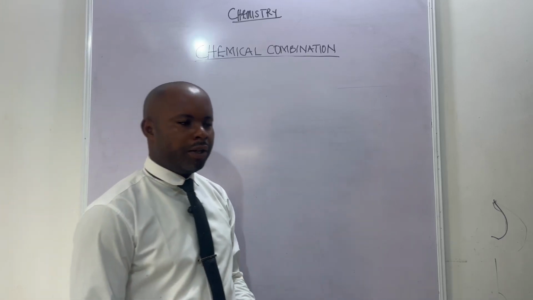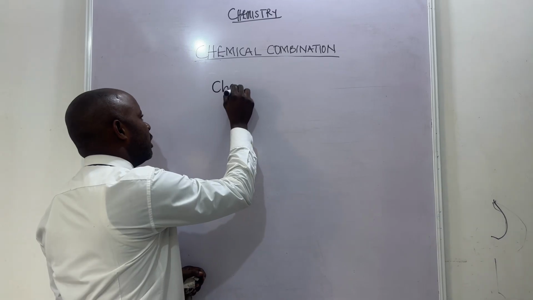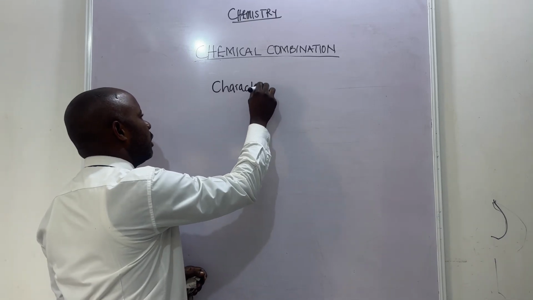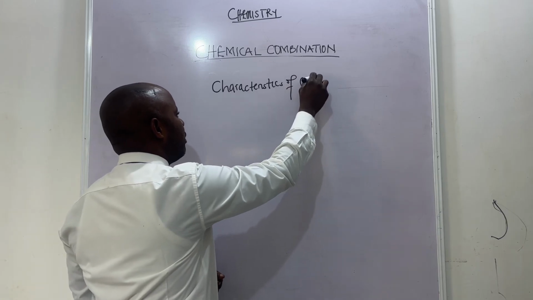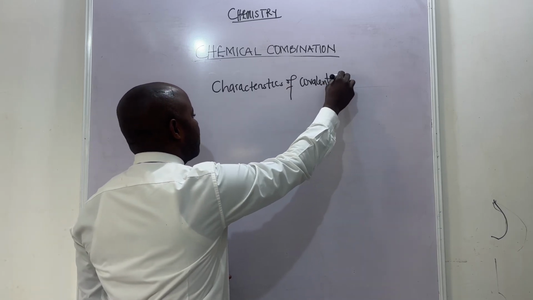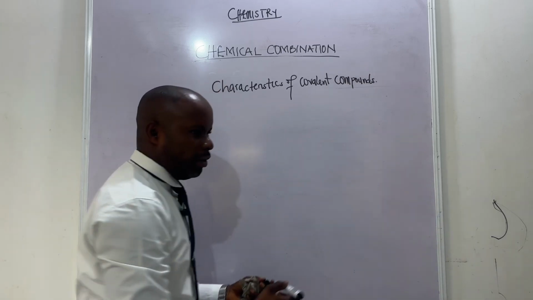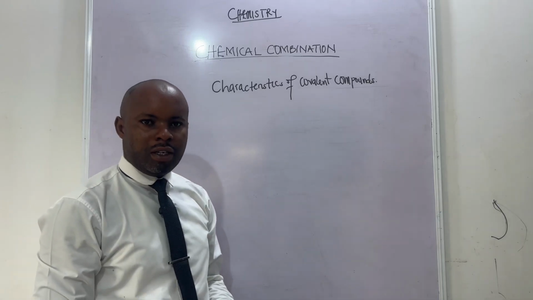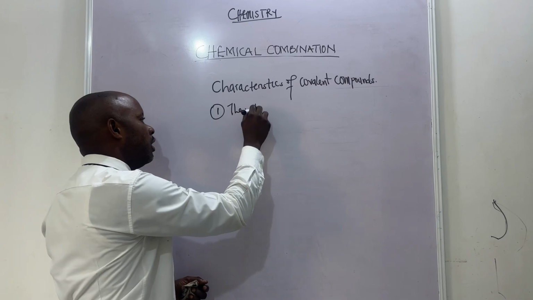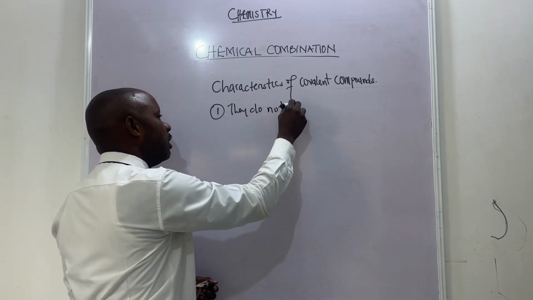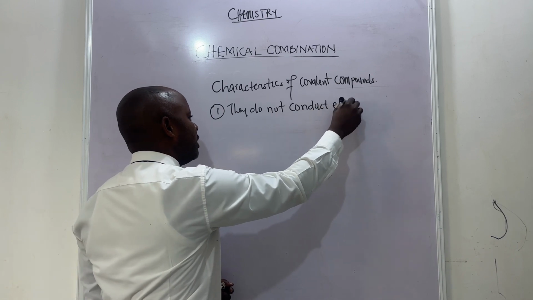Alright, let's move directly to the characteristics of covalent combination. Characteristics of ordinary covalent compounds that are formed at the end of covalent combination. We said since molecules are produced at the end of the reaction, they do not conduct electricity.